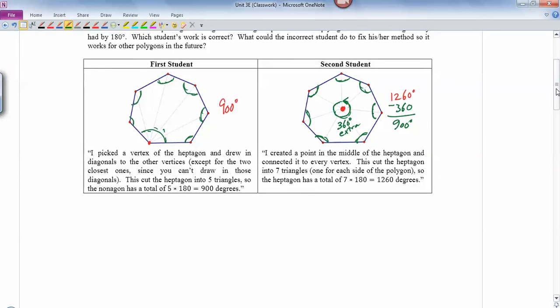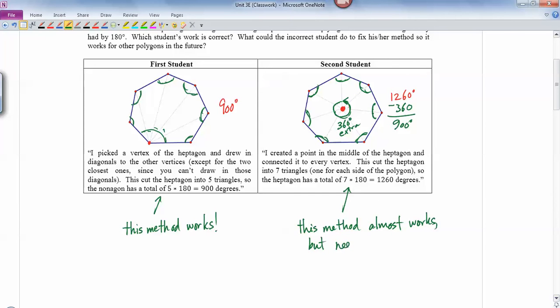Okay, so what I'll write down here below the first student: this method works fine. Whereas over here, this student was close, so this method almost works, but the student needs to subtract the extra 360 in the middle.